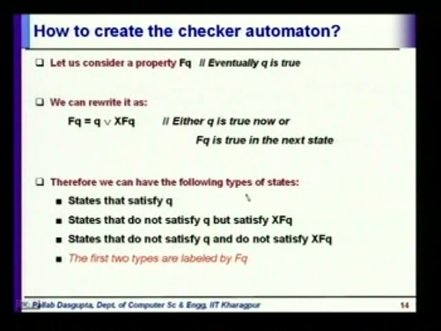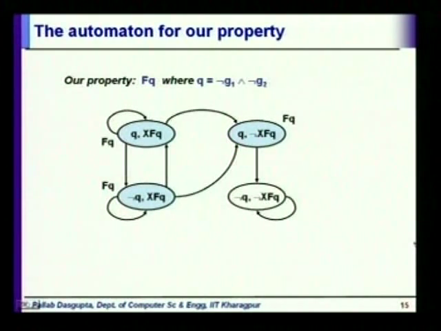So, therefore, we can have the following types of states: states that satisfy Q, states that do not satisfy Q but satisfy XFQ, and states that do not satisfy Q and do not satisfy XFQ. Now, the first two types of states satisfy FQ. States which satisfy Q satisfy FQ, states which do not satisfy Q but satisfy XFQ also satisfy FQ, and states that do not satisfy Q and do not satisfy XFQ do not satisfy FQ. Right? So, this is the automaton.